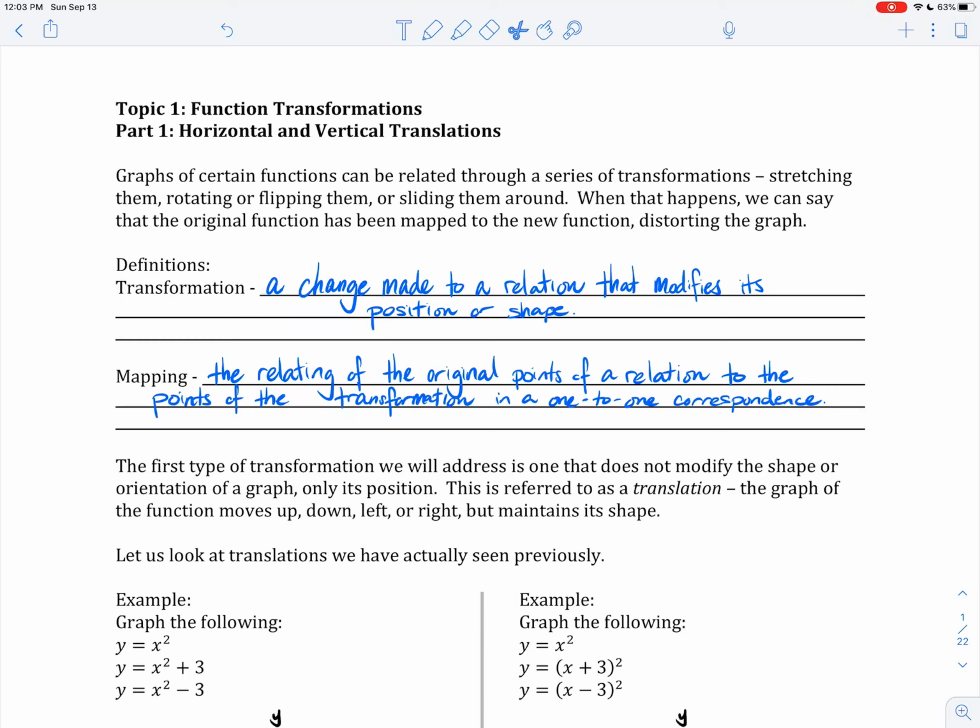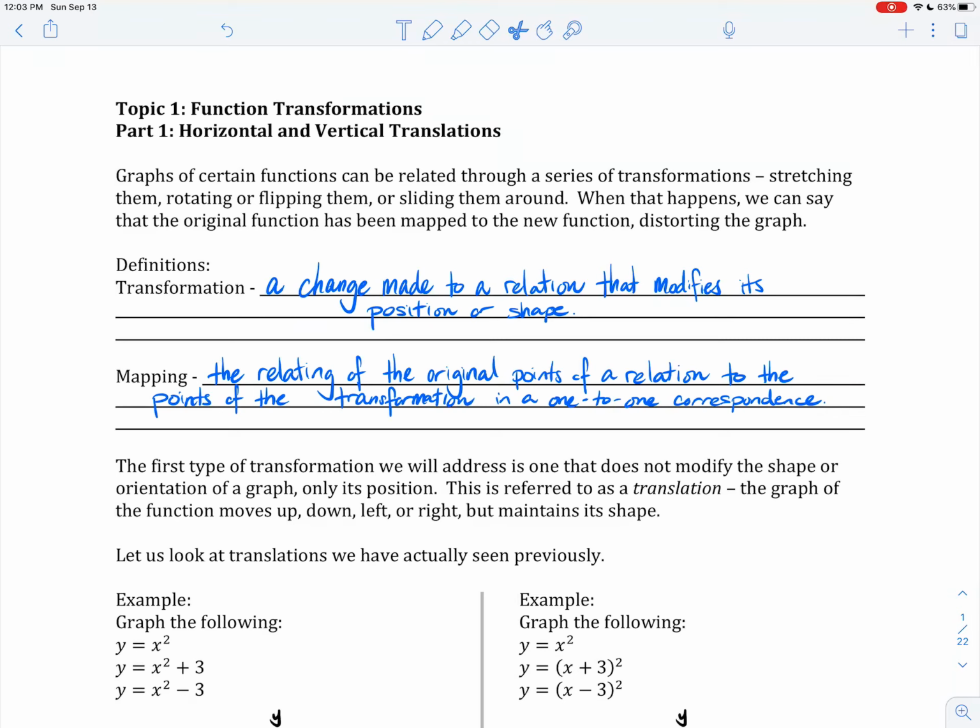And then there's mapping, and that's one way we talk about what transformations have happened. What happened to the original points, where do they go to make the new points? That's where we relate the original points of a relation to the points of the transformation in a one-to-one correspondence. So what happened to the x values? What did we do to them? What happened to the y values? What did we do to them?